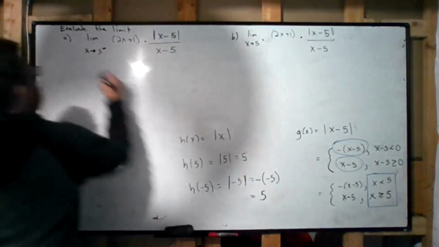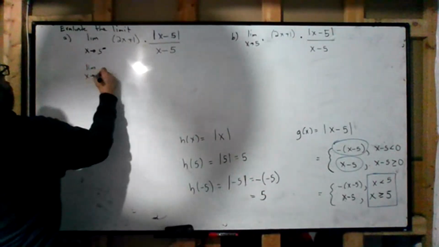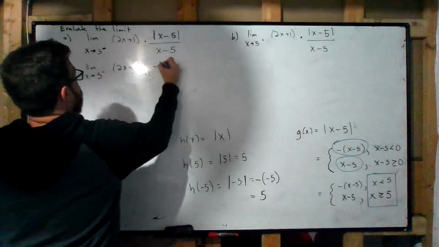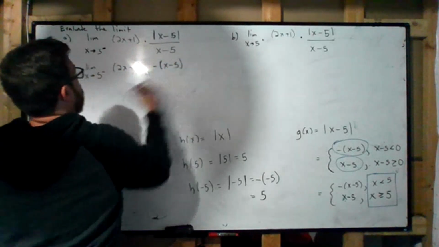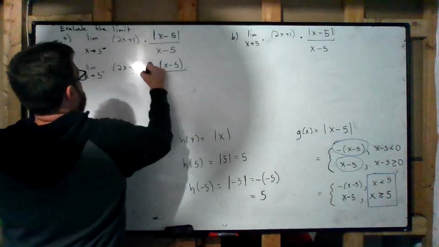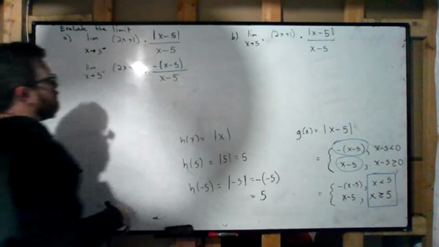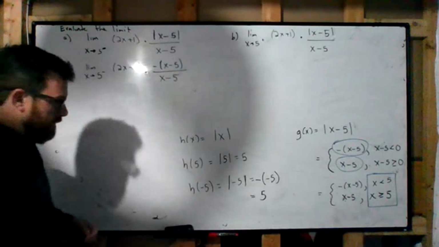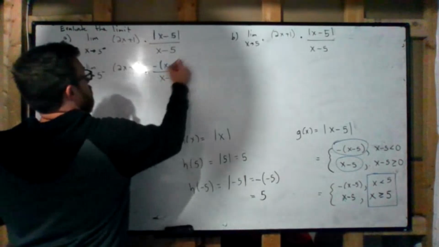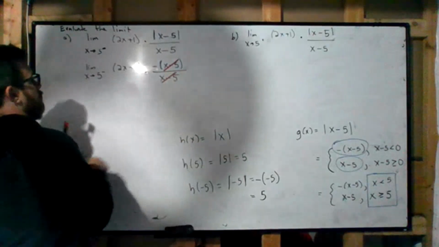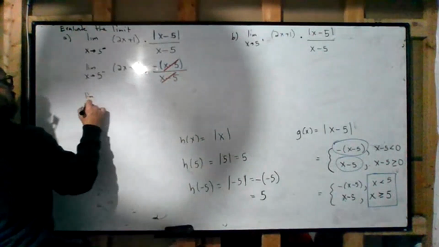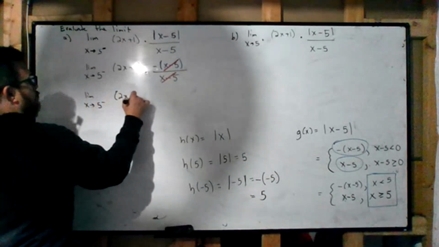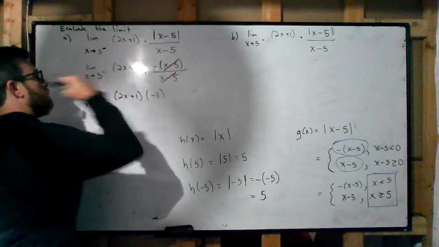the top function. So this is going to be the limit as x approaches 5 from the negative side of 2x plus 1. That thing becomes negative times x minus 5. This is still multiplication all over x minus 5. And what that means is that the x minus 5 cancels, but there's still a negative there. So this is going to be the limit as x approaches 5 from the negative side of 2x plus 1 multiplied by negative 1 still.